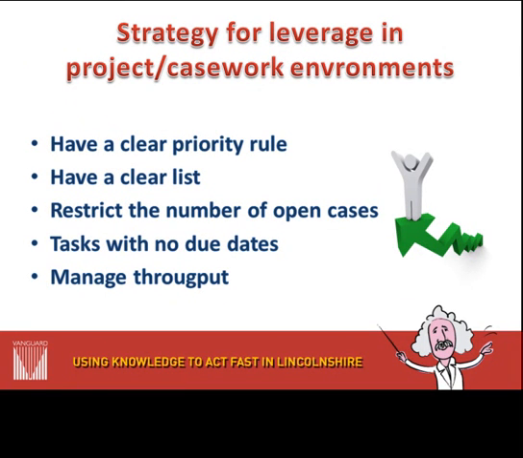So your strategy to get leverage here is one, create a clear priority rule. In other words, first in, first out. Second is a clear list of the cases that need to be worked on, and restricting the number of open cases so that you may only have 5 or 6 cases in the system. Also making sure that the cases have no due dates on them. The job is do it quickly, do it right, and work on the case till the end, and manage throughput.